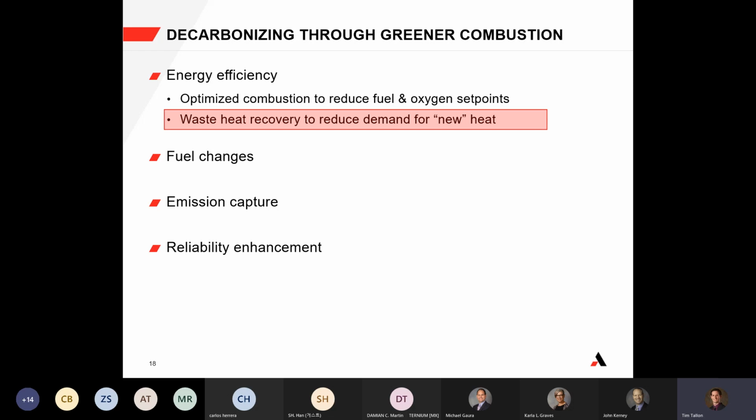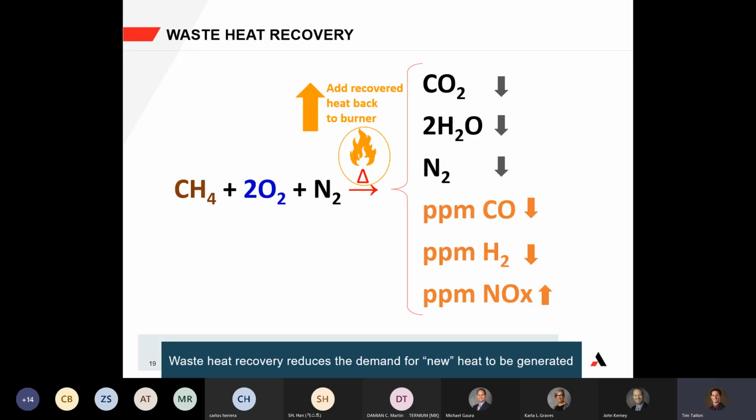Now, the second form of energy efficiency that we'll talk about is heat recovery. Heat recovery basically allows you to reduce the demand for new heat. So how can you add heat to the system? This particular case is waste heat recovery, and in this case, think about it as adding heat back to the system.